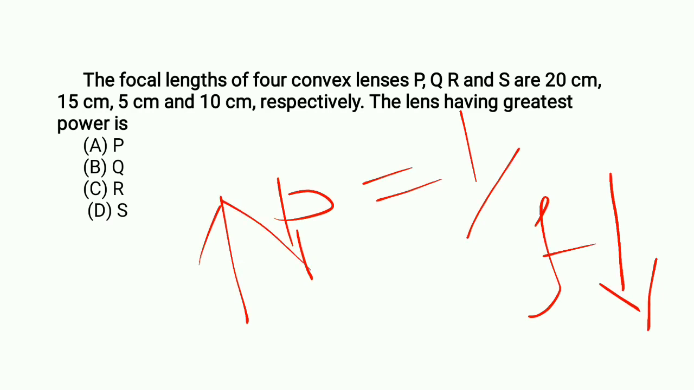So here, as the focal length is decreased, the power increases, right? So just check which lens is having the least focal length. Here 5 centimeter is having the least focal length, that is R. The lens R is having the least focal length, which means it is having the greatest power. So option C, the lens R, is having the greatest power.